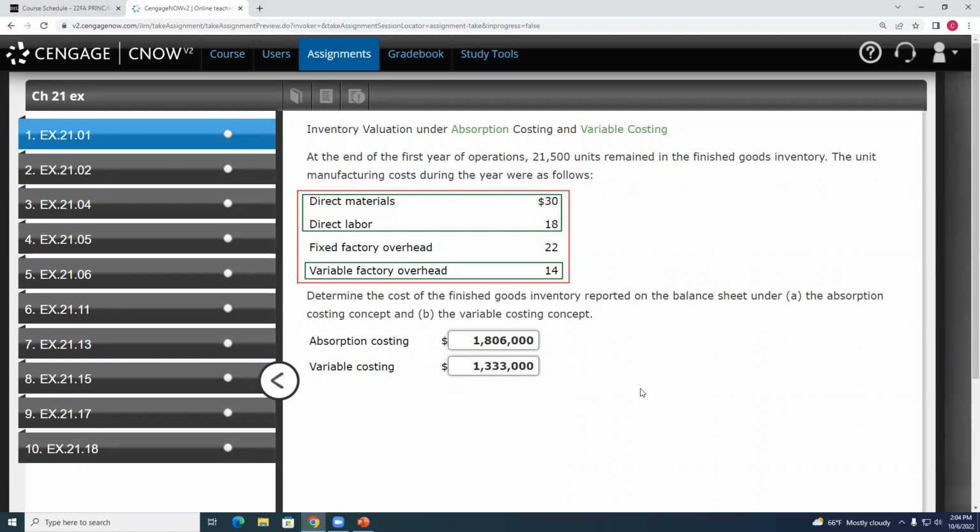Absorption costing's income would be higher because they have absorbed or moved all of those fixed costs onto the balance sheet as inventory. The current assets would be higher, so the total assets would be higher. Income would be higher under absorption costing. If we evaluate our management, if we incentivize them based on that absorption costing number, we really are encouraging them to produce product that they do not have a customer to buy it.